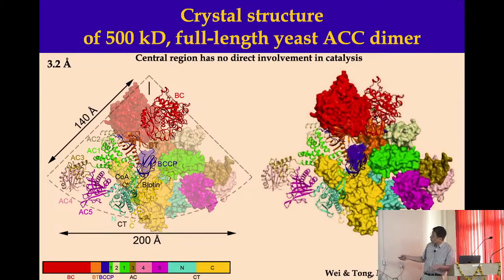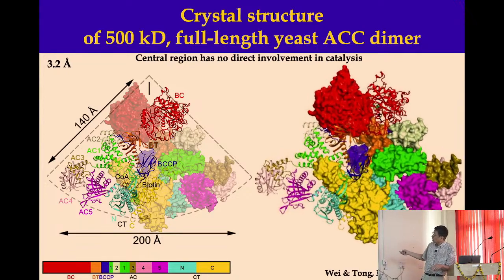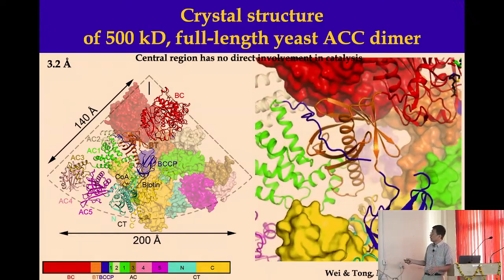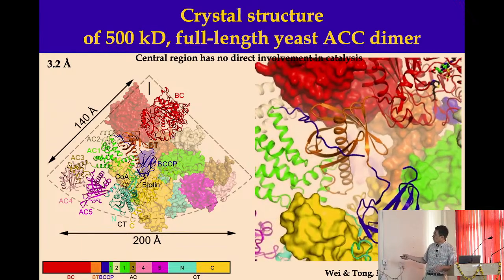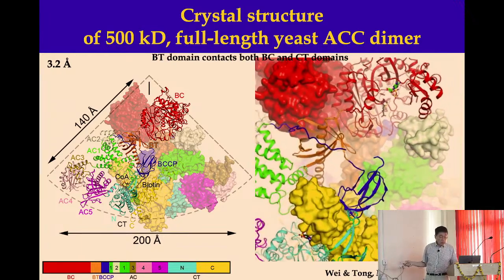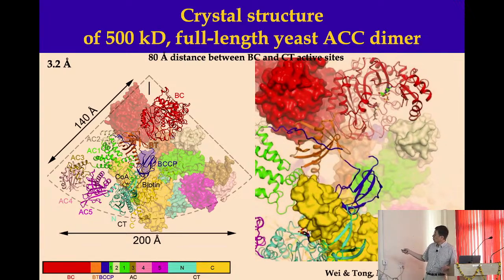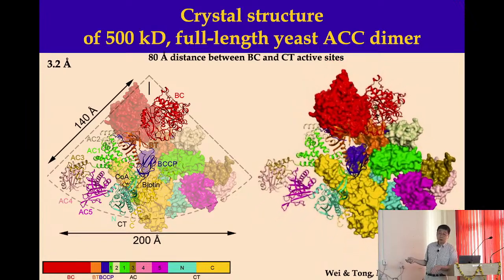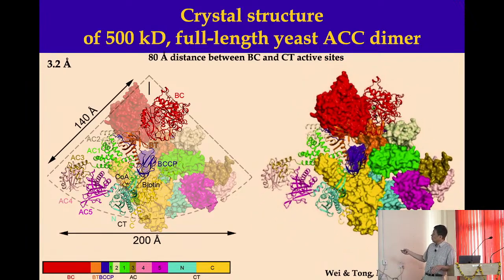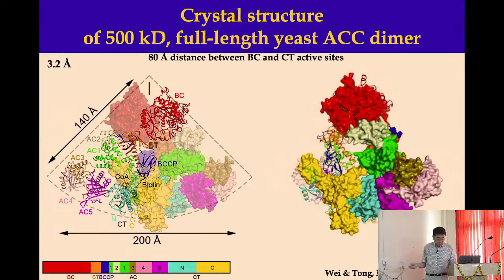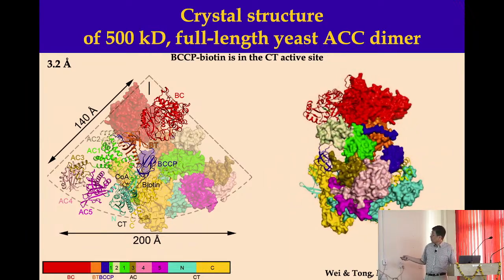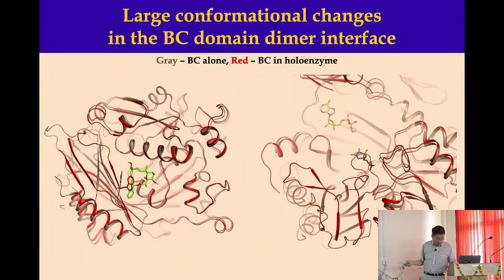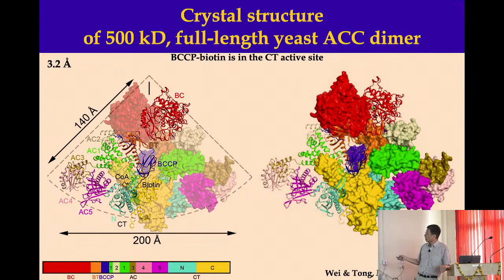And then the central region, on the left and on the right, is far away from the enzyme active site. So they are not really involved in the enzyme catalysis, they are just scaffolds. Here is the BT domain. And then the distance between the BC active site and the CT active site is about 80 angstroms. Again, you need the entire BCCP to go back and forth to do catalysis. And then BCCP in this case actually sits in the CT active site. Okay, I can show you a lot more about this.